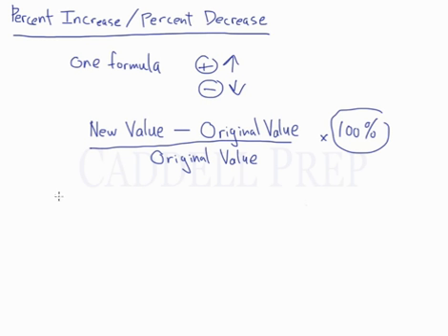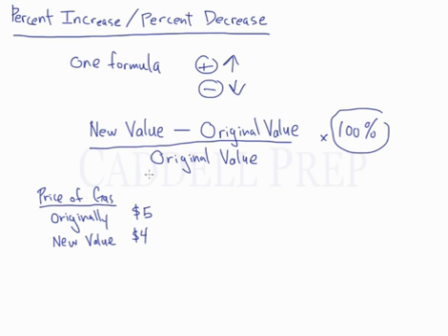So, for example, let's say the price of gas. Okay, let's say it was originally $5 per gallon. Okay, but the price went down. The new value is $4. So let's just use this formula to figure out what the percent change was.